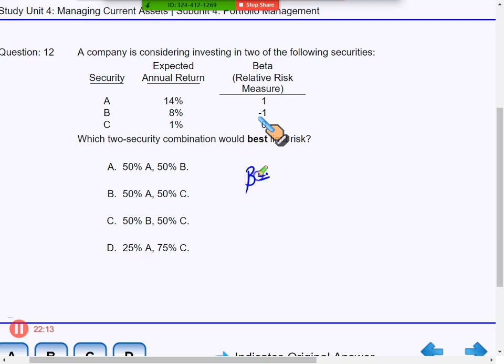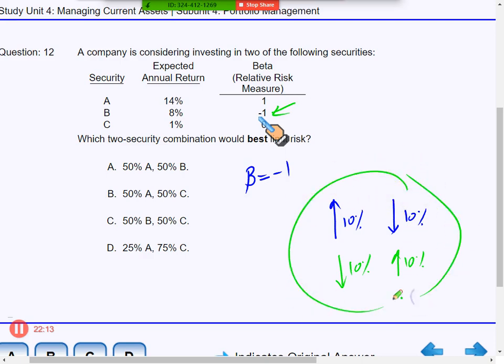A beta of negative 1 means that if the market goes up by 10%, the return on your asset goes down exactly by 10%. It moves exactly in the opposite direction to the market. And if the return on the market goes down by 10%, the return on that asset goes up by 10%. So it moves exactly opposite to the overall market. This negative 1 signifies a situation like this.